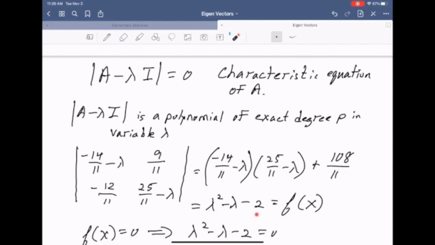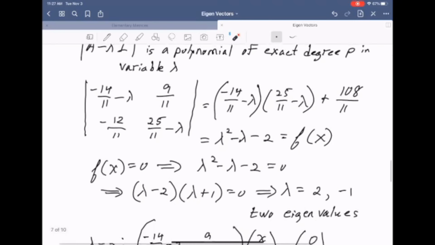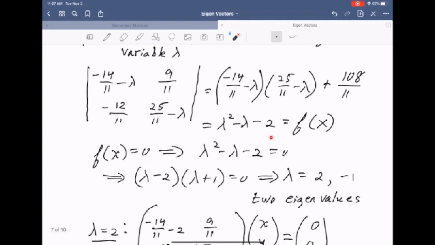And when we factor that all out, we get lambda squared minus lambda minus 2 is equal to f of x, which we set equal to 0. Solve for lambda, and we've got a quadratic equation, so we know that we probably have two solutions to it, and that's indeed the case, because lambda minus 2 times lambda plus 1 is equal to lambda squared minus lambda minus 2. And this implies that we have two eigenvalues, lambda equals 2 and lambda equals minus 1.